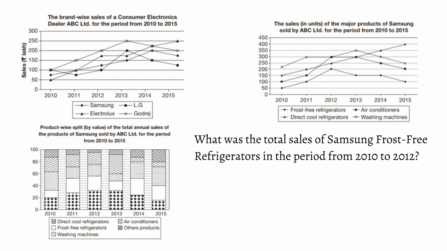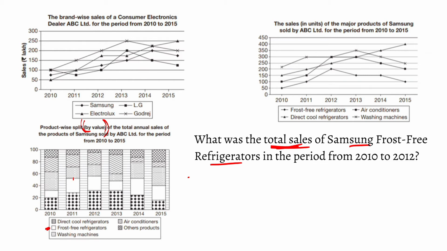All right. So here, in order to calculate the total sales of that particular category, that is frost-free refrigerators of Samsung, we know the percentage of the total sales of the frost-free refrigerators. How can you calculate? This is total sales, right? So we must consider this one by value. So total sales of Samsung frost-free refrigerators. Here it's in percentage. So where is frost-free? This one, this white color bar.